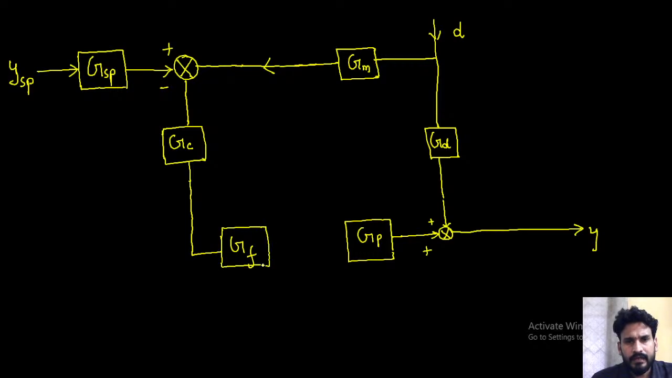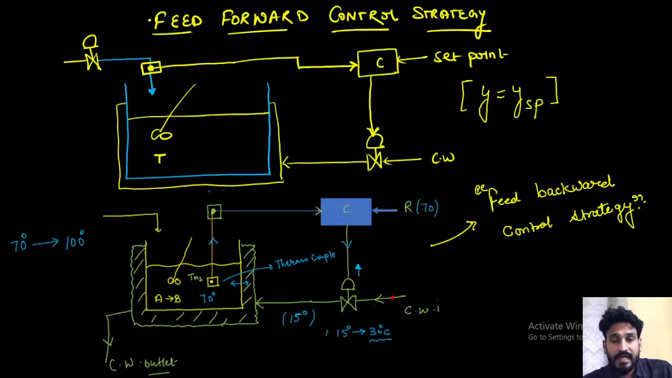Okay, it is clear. The final control element will basically make the process stable. This is the block diagram for the feed forward, guys, and it is very important. As you can see, this is my feed forward strategy. So this is the process.